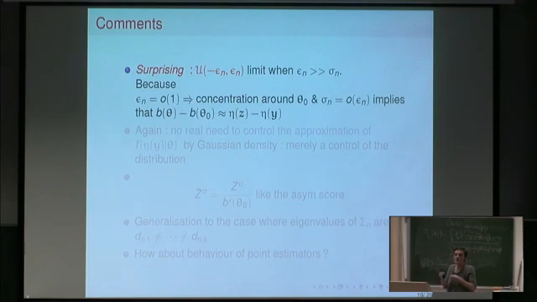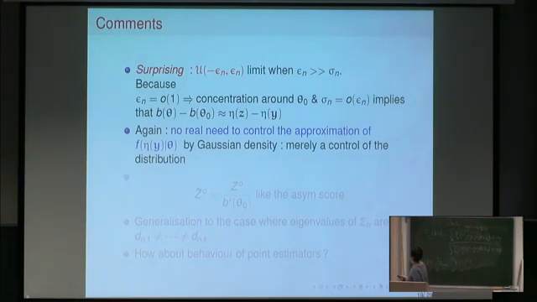And so this probability is just replaced by the indicator that b theta naught minus b theta is less than epsilon n. That's why you have a uniform limit at the end of the day, and the behavior of eta z doesn't tell you anything, somehow. So you do still have concentration around theta naught, but at the rate epsilon n.